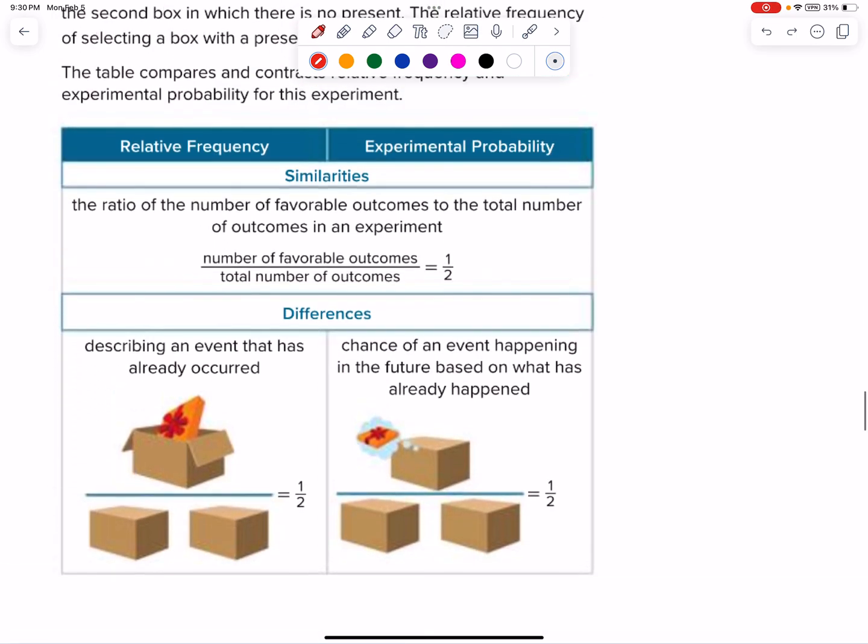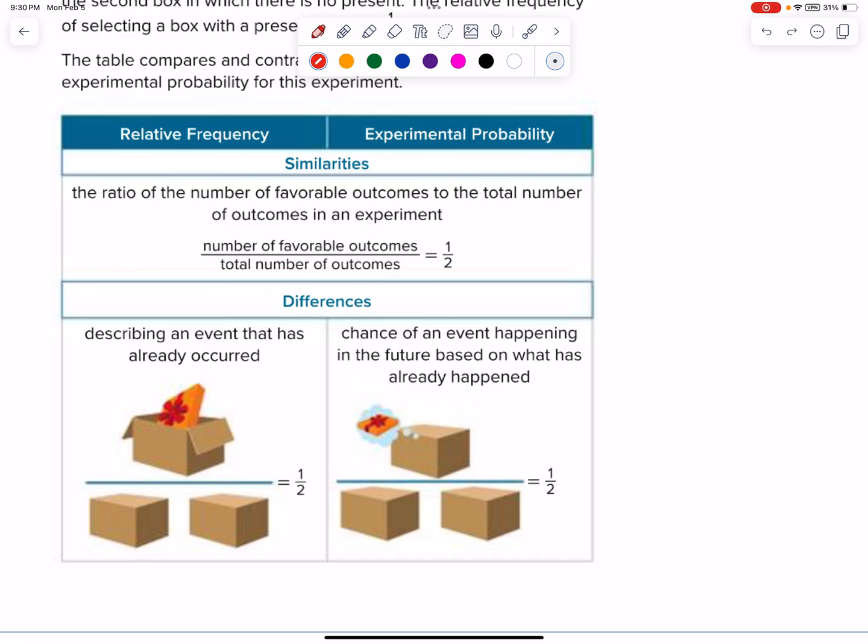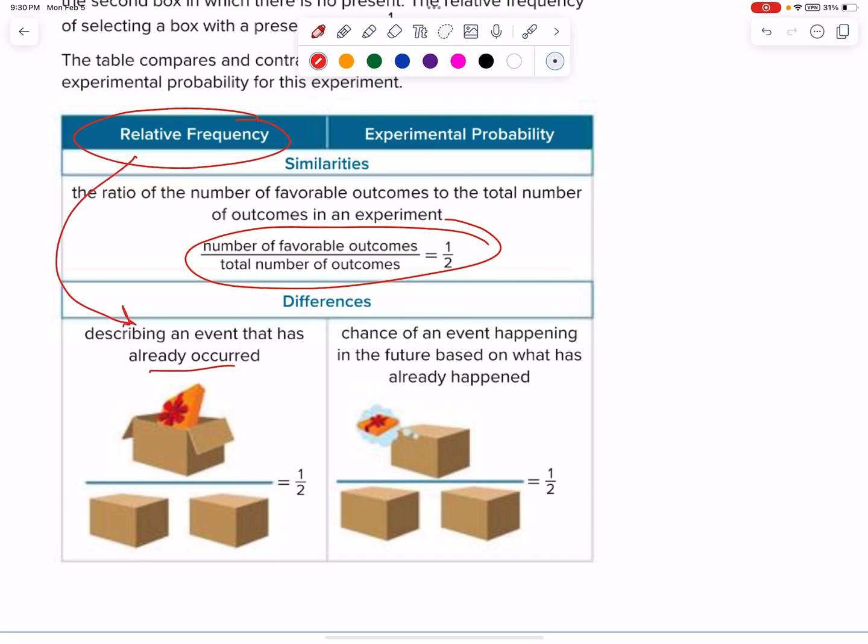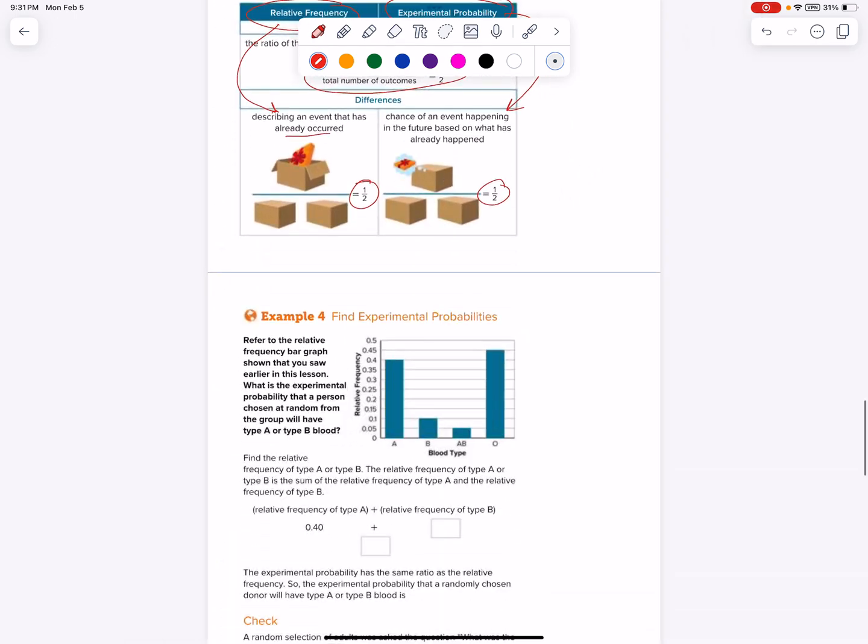Okay, you can even see here they have a chart telling you the similarities and differences. The similarity is they look the same. The differences are relative frequency is describing what already occurred, and experimental probability is predicting the future event. But look, they're the same number. It really isn't much different again.